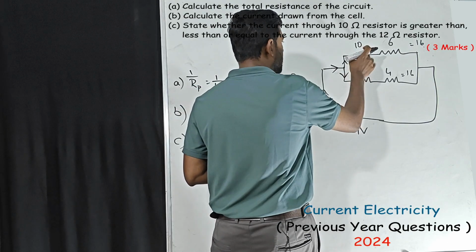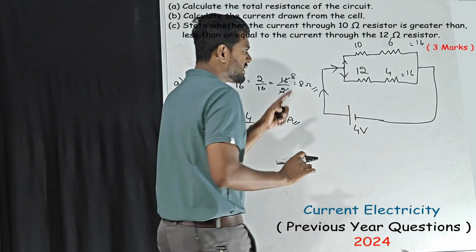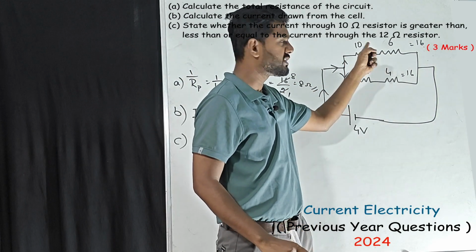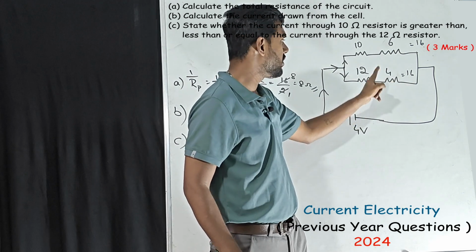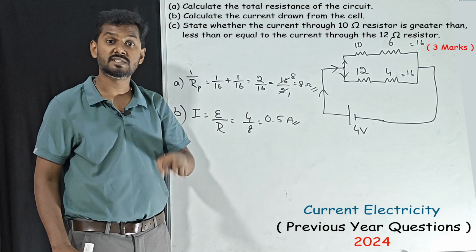It will get divided based on the complete resistance of this path and the complete resistance of this path. Based on that, current will get divided. See, the complete resistance of this path is 16 ohm and the complete resistance of this path is 16 ohm. So the resistance in both the paths is the same.